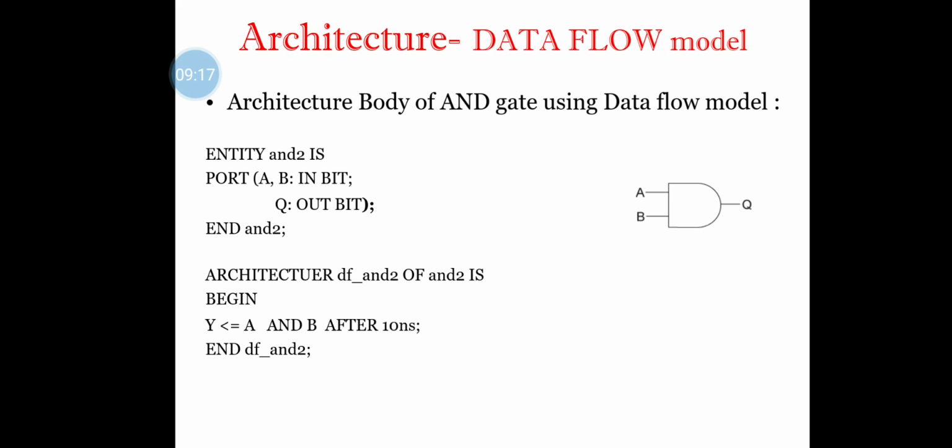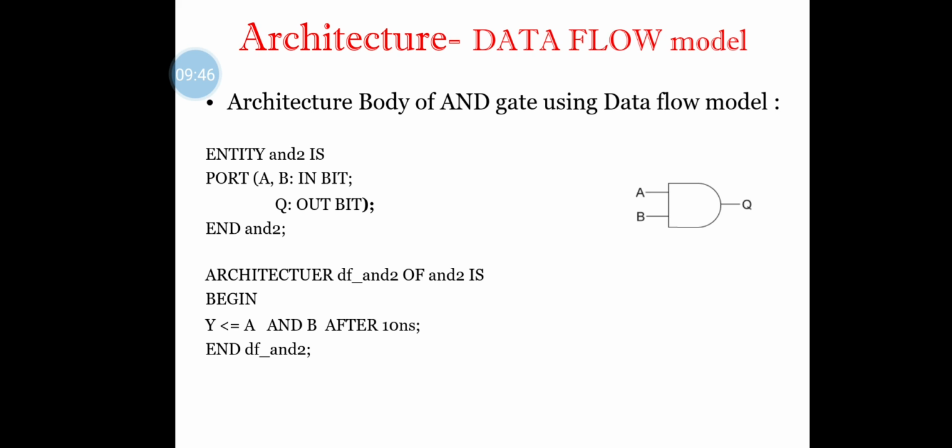Here you can see the very first thing is library declaration, then you have to do the entity declaration. The entity is AND2, then the reserved word is, then port: A and B are input of type bit and Q is output of type bit, and end AND2. Then we'll start with the architecture. The architecture name is dataflow_AND2 of entity AND2 is, begin, and then we have to directly use the Boolean equation.